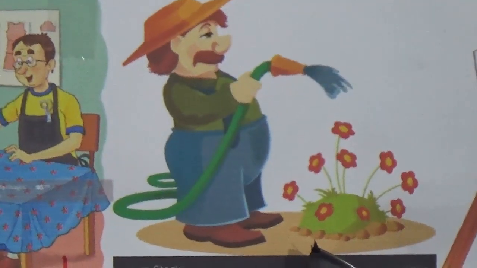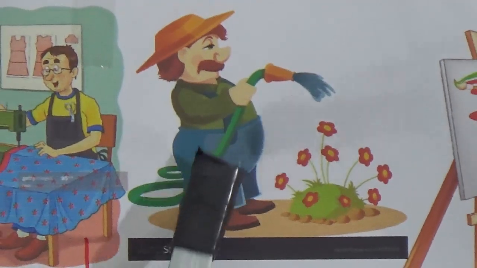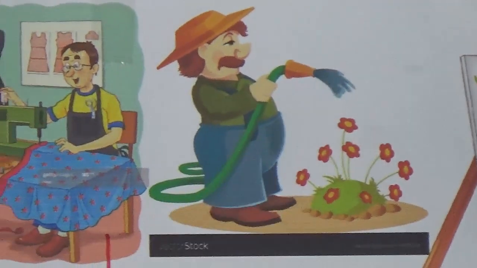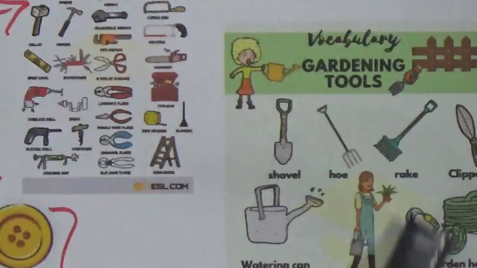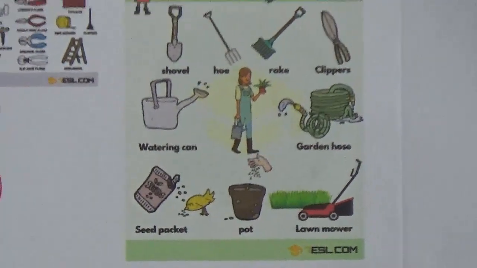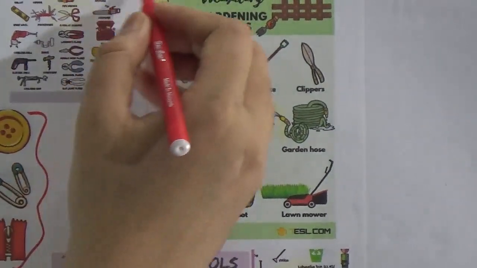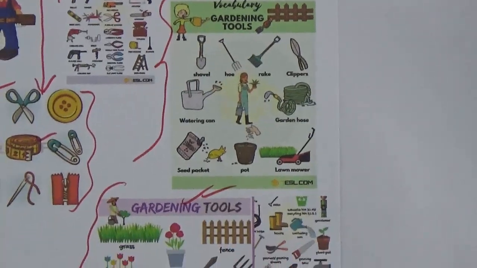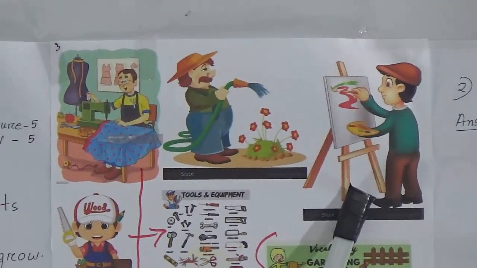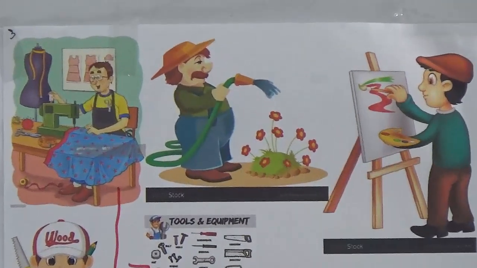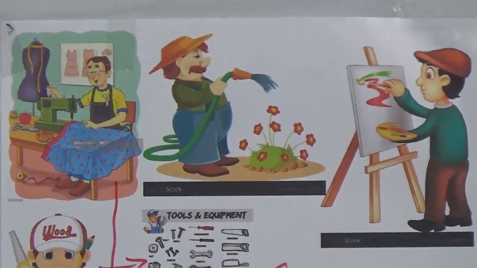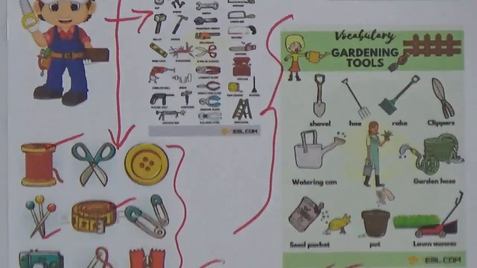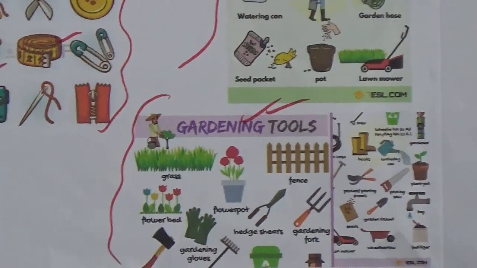And look at this picture. He is watering the plants. He is a gardener. So where are the gardener's tools? You can see here are so many gardening tools. So these are all gardening tools. And you can see here is another picture. He is a painter. He is making beautiful paintings. So dear student, now we will do some exercises from this chapter.